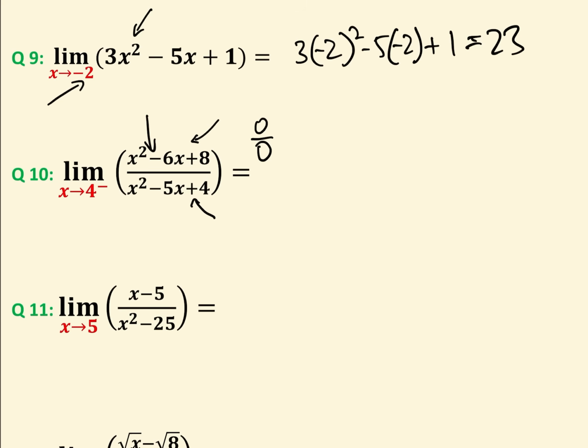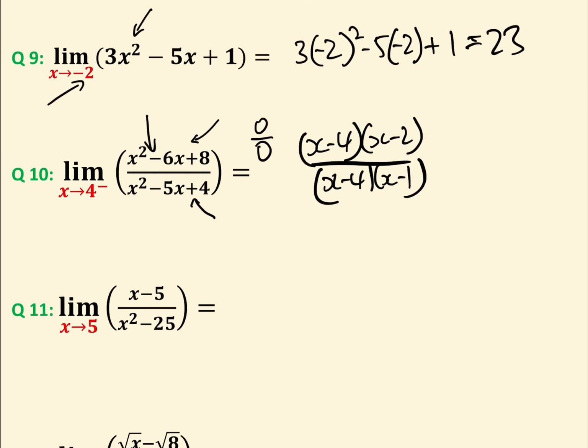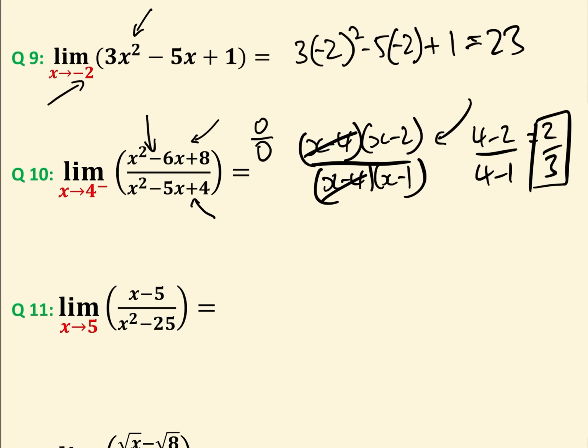So we need to factorise this quadratic. We factorise it as (x minus 4)(x minus 2) over (x minus 4)(x minus 1), and then we can cancel out those x minus 4, leaving us (x minus 2) over (x minus 1). And then when we put 4 into that, we get (4 minus 2) over (4 minus 1), which equals 2 over 3. So the limit is 2/3 for question number 10.